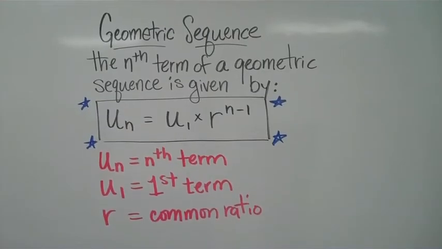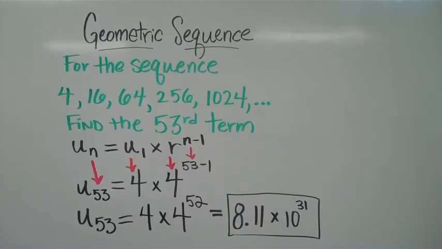To find the nth term of a geometric sequence, we use this formula: u_n equals u_1 times r to the n minus 1. The exponent on the r, and only the r, is n minus 1. Here u_n is the nth term we're interested in, u_1 is the first term, and r is the common ratio. For example, for this sequence, 4, 16, 64, 256, 1024, find the 53rd term.